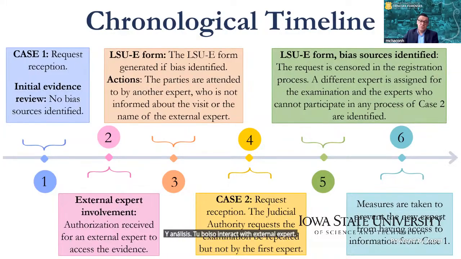The report was issued, and later a new request was received asking for the examination to be repeated by different experts. In a pre-project context, the second expert would have had access to the first report. As a consequence of the mitigation actions taken, sources of bias were identified, a different expert was assigned to the examination, and measures were taken to prevent this new expert from having access to information from the first report.